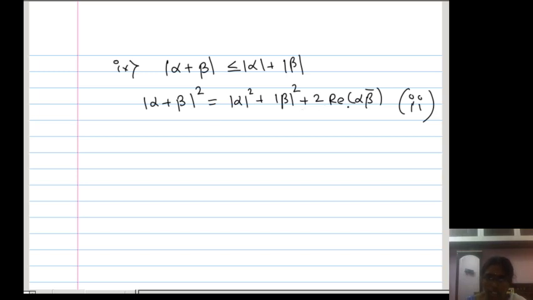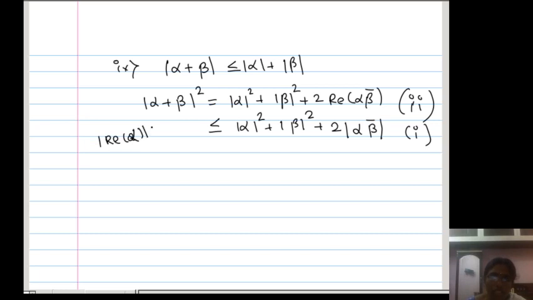Next, and one more thing, what is our first property? The real part of z is less than or equal to, okay, this is written as less than or equal to mod alpha square plus mod beta square plus 2 into mod alpha beta bar. How? By using the first property. Yes or no? What is the first property here? The real part of alpha is less than or equal to mod alpha.